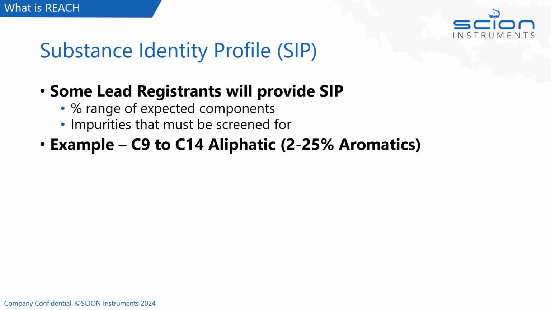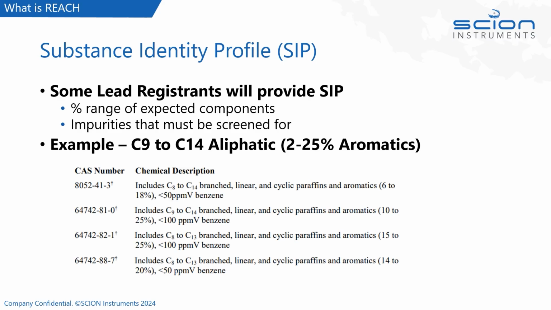So I have a quick example here. A product that's known as C9 to C14 aliphatic, 2 to 25% aromatics, very catchy. For this substance, the lead registrant had provided a SIP. They had defined expected percentages for different compound groups, and this would therefore help determine the testing. And there's also a requirement for benzene to be present at less than a certain amount for each product type.